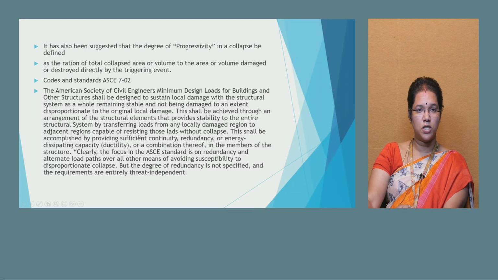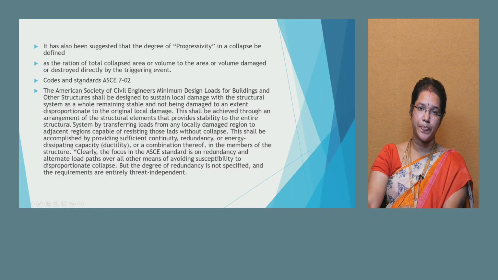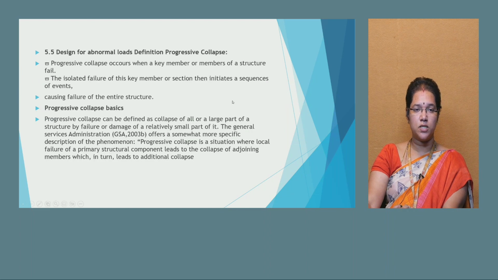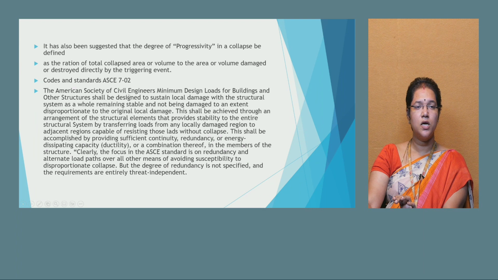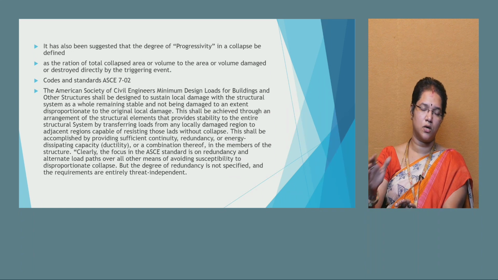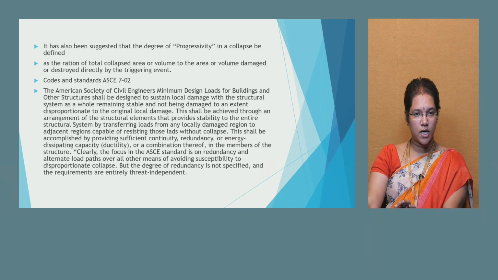Codes are available based on this, as these are impact loading conditions. So it is progressive. Progressive collapse is a situation where local failure of a primary structural component leads to the collapse of adjoining members, which in turn leads to additional collapse. Here we have some codes, that is ASCE, the American Society of Civil Engineers. Minimum design loads for buildings and other structures shall be designed to sustain local damage, with the structural system as a whole remaining stable and not being damaged disproportionately to the local damage.